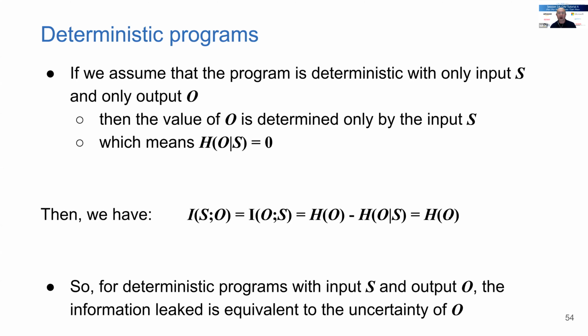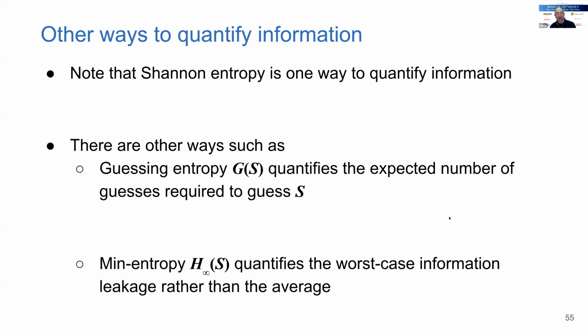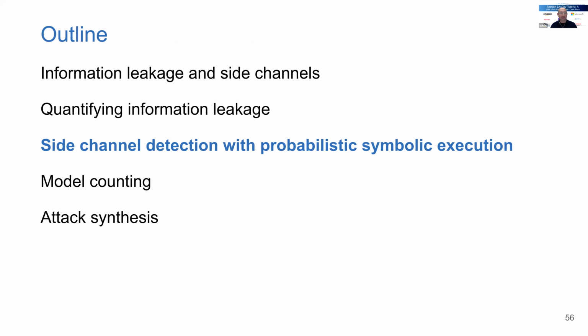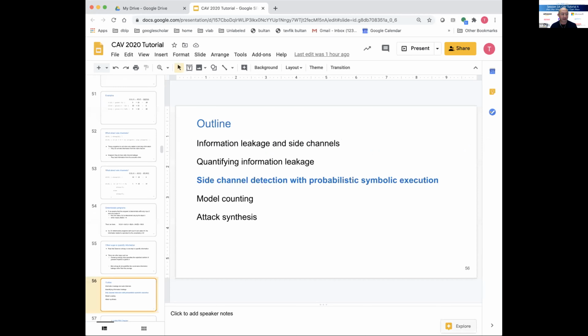A couple of other things I want to add before closing this section. There are other concepts of entropy, like guessing entropy, which quantifies the expected number of guesses required to guess the secret, and min entropy, which quantifies the worst case information leakage rather than the average case, which Shannon entropy does. So those could also be used and have been used for quantitative information flow. That was the information-theoretic background for quantifying information leakage.